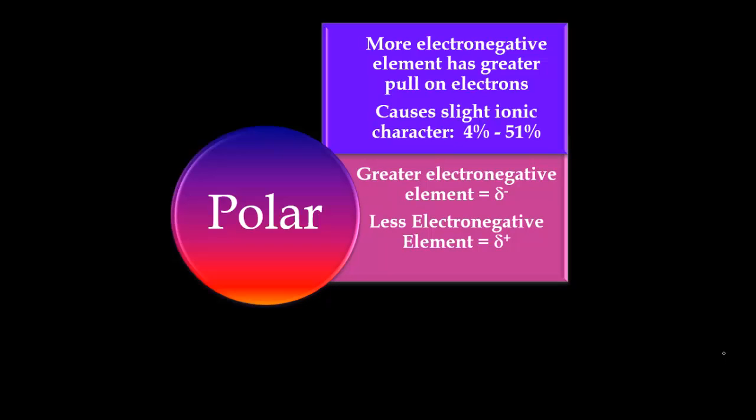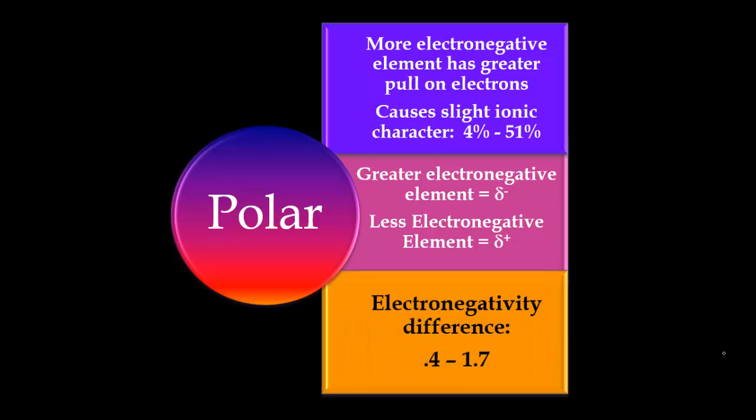We also will give these weird little symbols, which just mean partial. The more electronegative element gets a partial negative charge. It's not completely negative, but because it has more pull on the electrons, it's going to seem more negative. So we have a partial negative charge. Our less electronegative element gets a partial positive charge. So it loses its electrons, so it's got that greater pull from the protons. So it's left with a partial positive charge. So to find out if you have a polar molecule, again, looking at your electronegativity differences, they're going to be somewhere between 0.4 and 1.7.